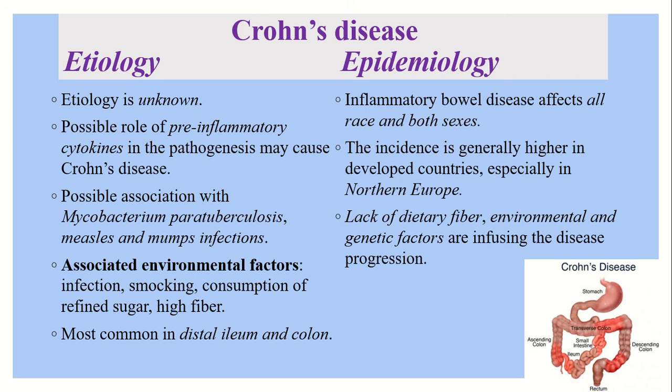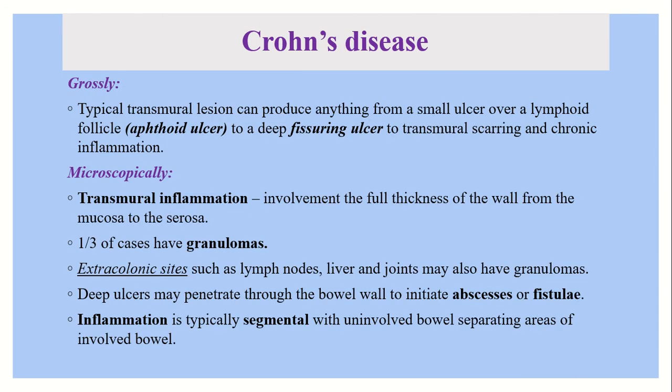It is most common in the distal ileum and the colon. IBD, or inflammatory bowel disease, affects all races and both sexes. The incidence is generally higher in developed countries, especially in Northern Europe. Lack of dietary fiber, and environmental and genetic factors influence the disease progression. Grossly, the typical transmural lesion can produce anything from a small ulcer over a lymphoid follicle, which we call an aphthoid ulcer, to a deep fissuring ulcer, to transmural scarring and chronic inflammation.